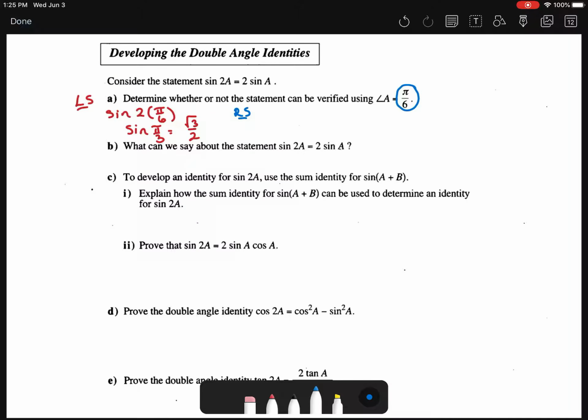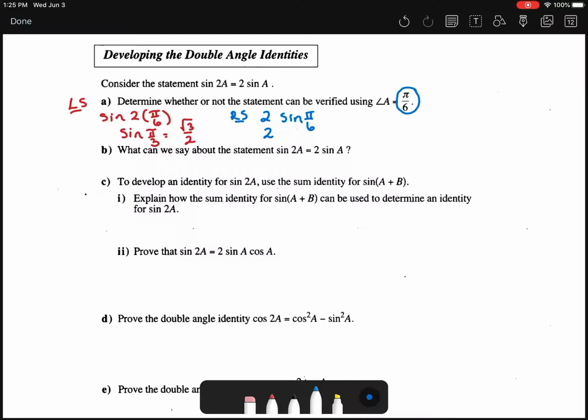With the right-hand side of the equation, we are going to have 2 times the sine of pi over 6, so this will be equivalent to the following. 2 times the sine of pi over 6 will be 2 times 1/2, and that is equal to 1. So when you take a look at that, you will see that the left side is not equal to the right side. The statement cannot be verified.